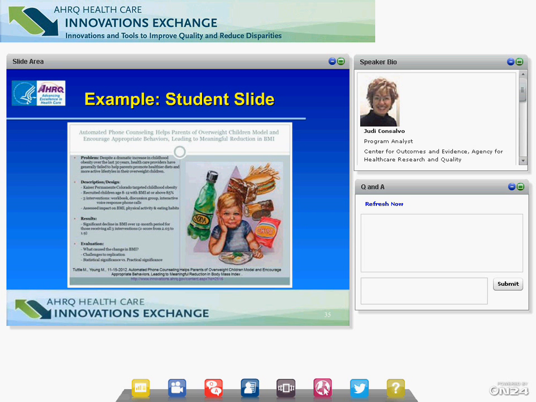This is an example of one of our student slides. I'm going to show you a few of them, but you can see that they're extremely creative once they get going. And they're very proud of them when they get done. As you can see on the bottom, it's hard to see in writing, but the name of this innovation is Automated Phone Counseling Helps Parents of Overweight Children Model and Encourage Appropriate Behaviors, Leading to Meaningful Reduction in Body Mass Index. So the student gave a problem, quick summary of the problem, a description of the innovation, the results, and some evaluation, and made it engaging enough and interesting enough that it captured our attention. Next slide.